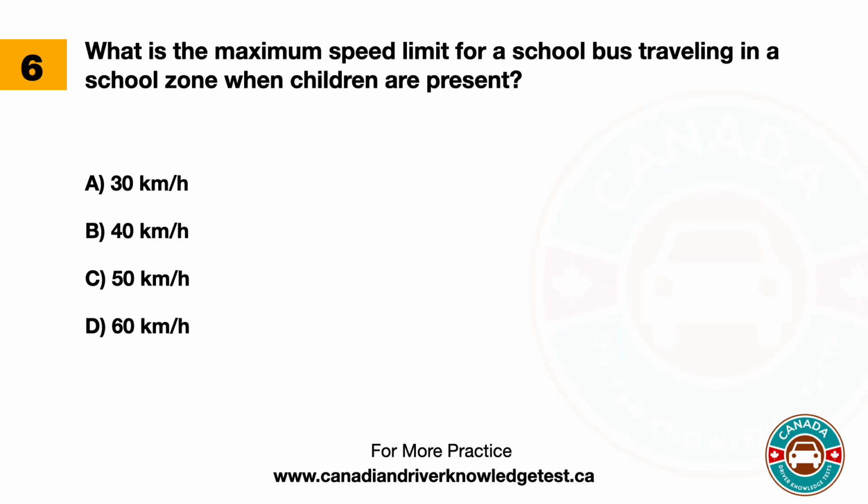Question 6. What is the maximum speed limit for a school bus traveling in a school zone when children are present? A. 30 kilometers per hour. B. 40 kilometers per hour. C. 50 kilometers per hour. D. 60 kilometers per hour. The answer is A. 30 kilometers per hour.